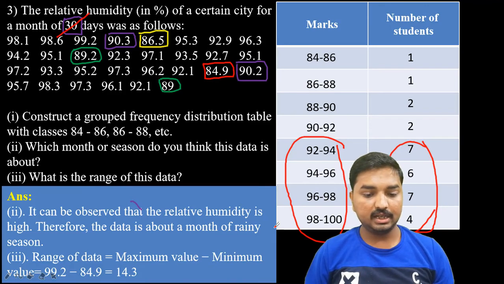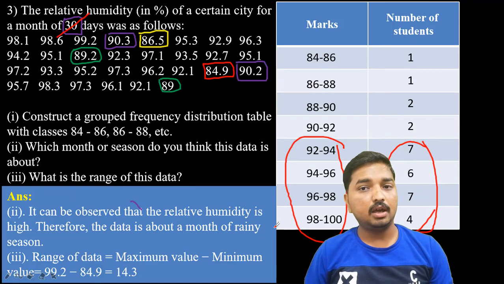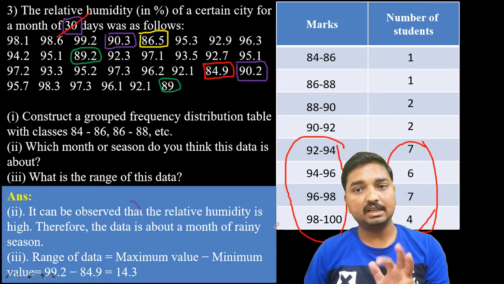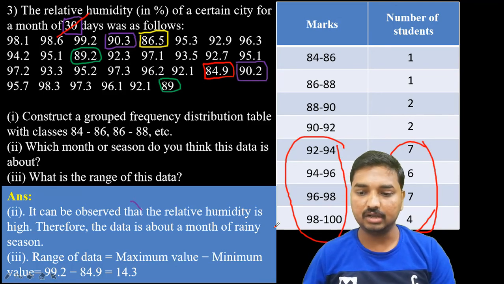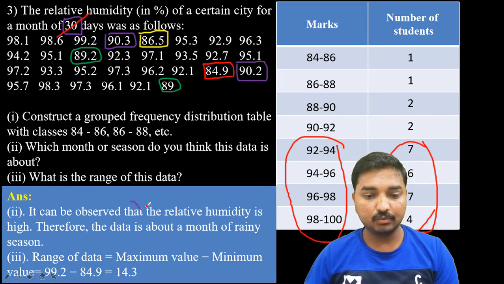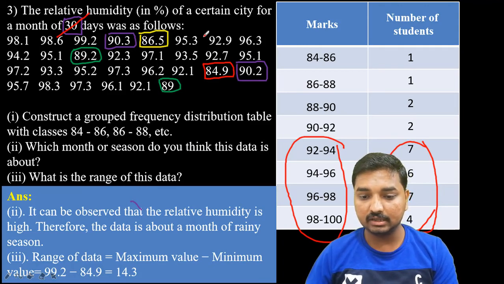That's why. And the next one, range means what? I told you in the last class. Range means maximum value minus minimum value, maximum observation minus minimum observation. Now look here, what is the maximum observation? If you try to find it, it is 99.2. Where is it located? Here, 99.2 is the maximum.